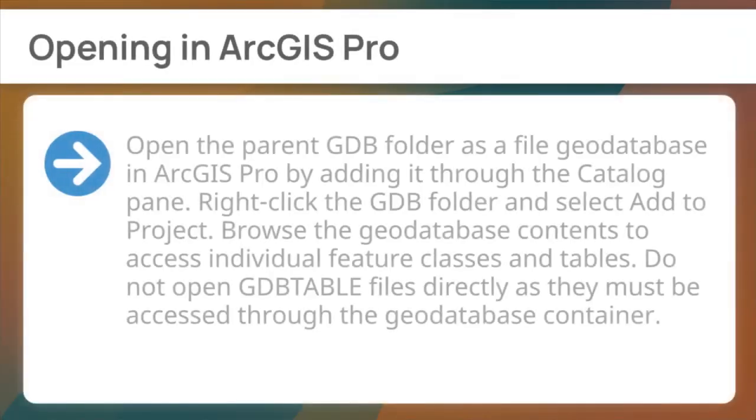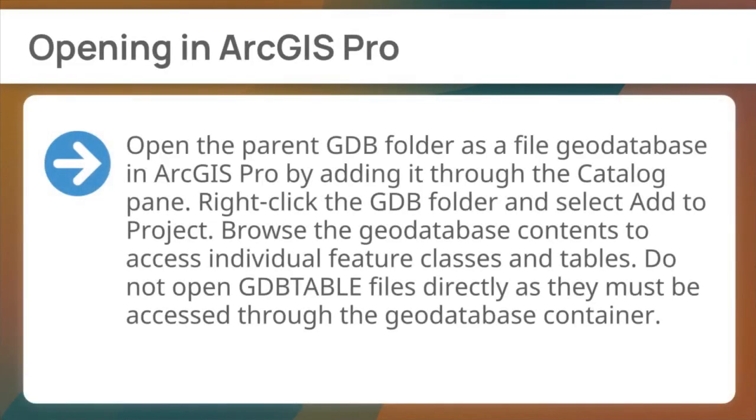First, opening in ArcGIS Pro. Open the parent GDB folder as a file geodatabase in ArcGIS Pro by adding it through the Catalog pane. Right-click the GDB folder and select Add to Project. Browse the geodatabase contents to access individual feature classes and tables. Do not open GDBTABLE files directly, as they must be accessed through the geodatabase container.